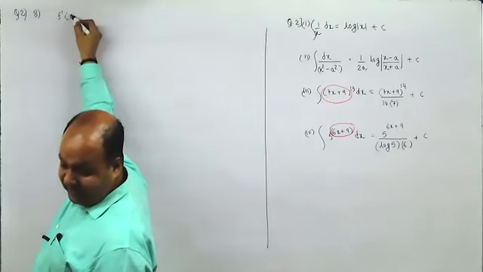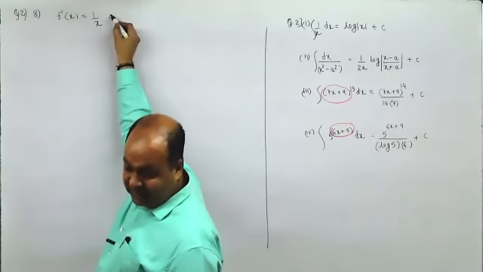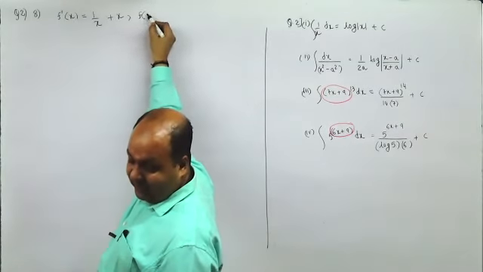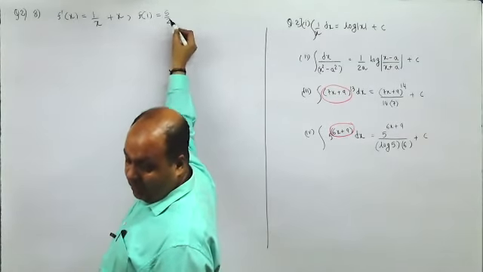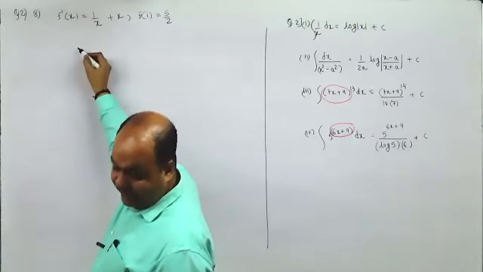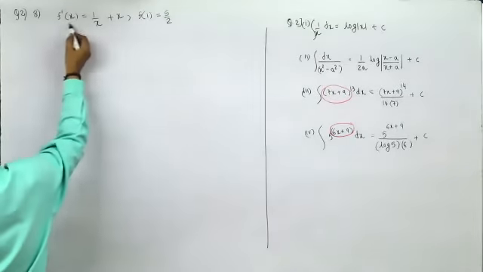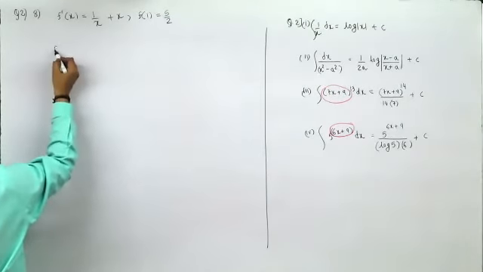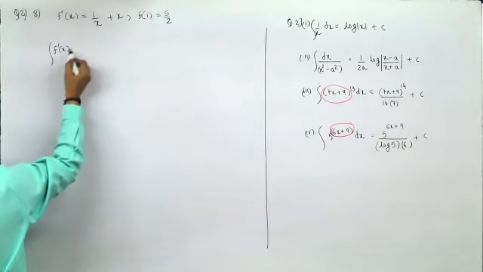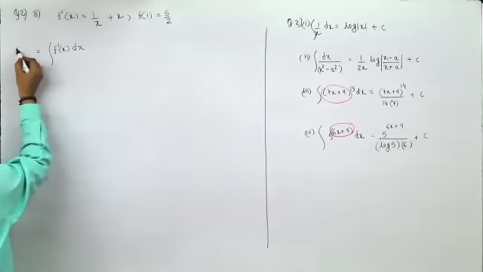f dash x is given to be 1 upon x plus x. f of 1 is given to be 5 by 2. They have asked you what is f of x. Now remember, f dash x is the derivative of f of x. So therefore integration of f dash x would be equal to f of x.